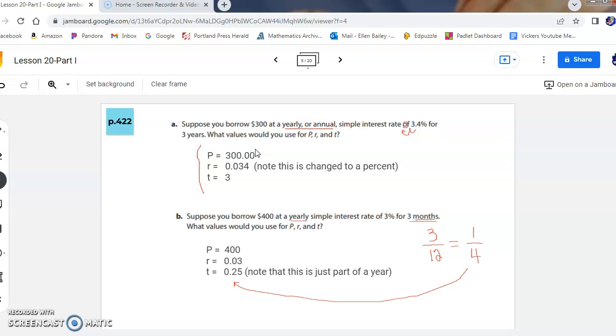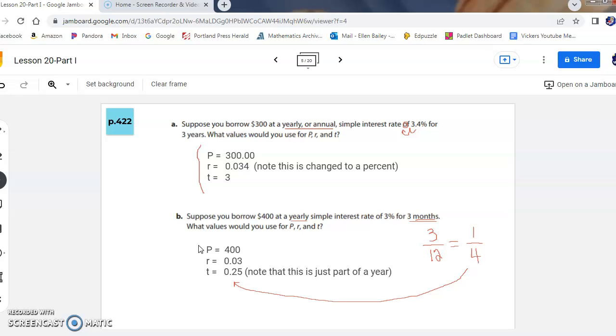So P stands for principal. So in this case, that's the 300. Rate, 3.4%, but note we are making this into a decimal. So we move the decimal point to the left 2. So 0.034. And then since it's 3 years, T is 3. All right, let's look at B.